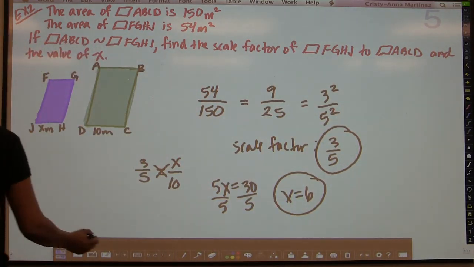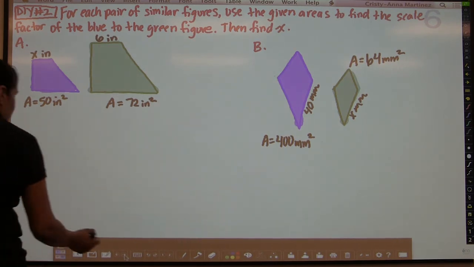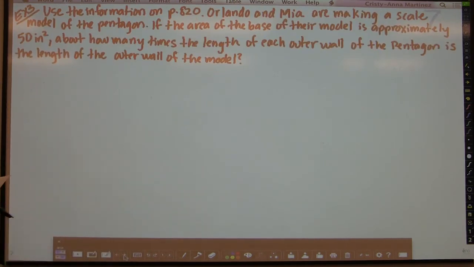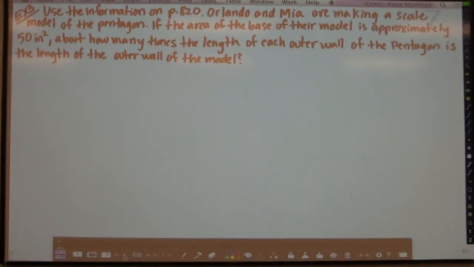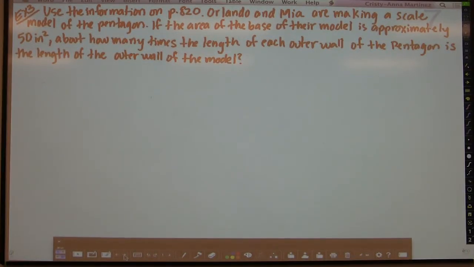And so now we'll let you do this do-it-yourself question, parts A and B, and then we'll go to our last example. Very short lesson today, which is nice considering that this is going to be the last section of the chapter, which means exam. So it's nice to know that it's a short one.